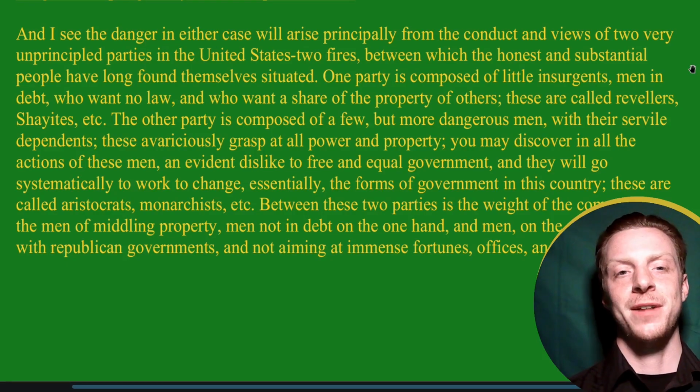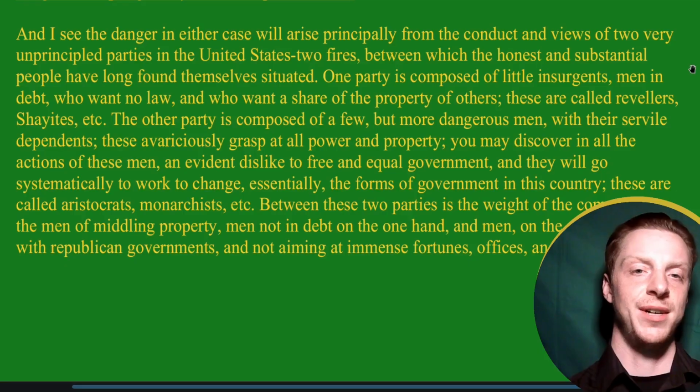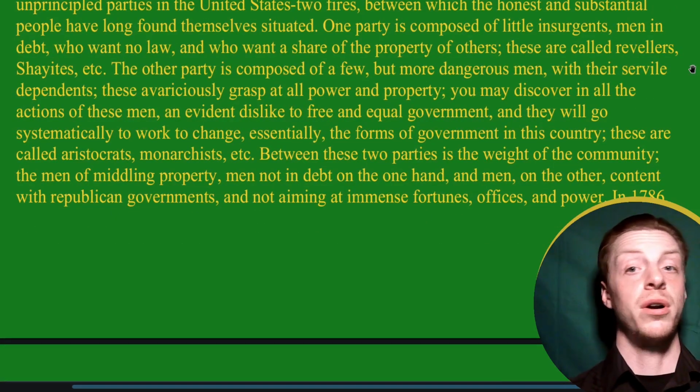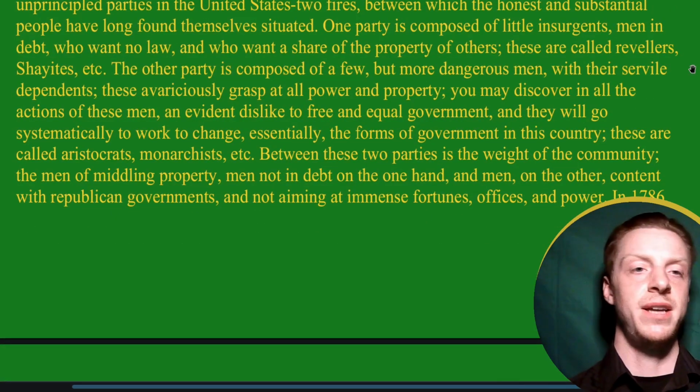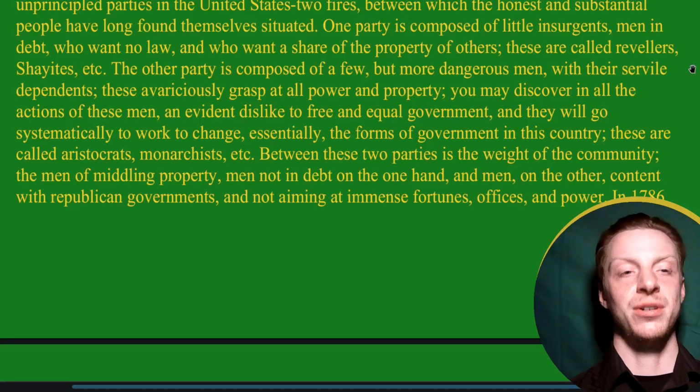And I see the danger in either case will arise principally from the conduct and views of two very unprincipled parties in the United States. Two fires between which the honest and substantial people have long found themselves situated. One party is composed of little insurgents, men in debt who want no law and who want a share of the property of others. Communists or protectionists. These are called revelers, Shaysites, etc.